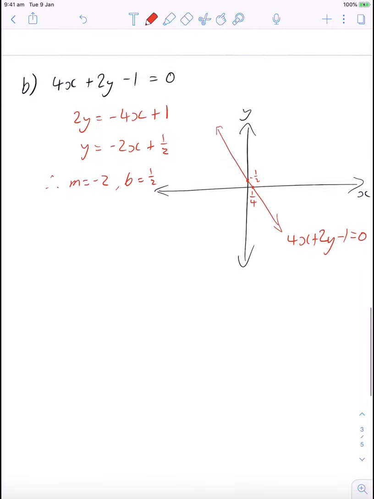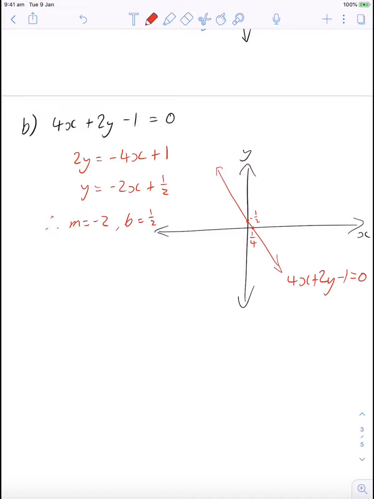And that is linear functions for you in gradient intercept form. Good luck with it.